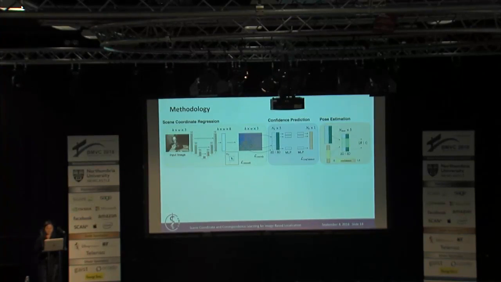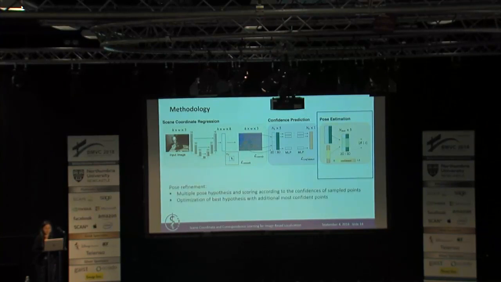So now to our final step, the actual pose estimation. Here we follow previous methods. Once we have obtained our regressed scene coordinates and our probabilities, we can use the resulting correspondences and compute the pose by solving the perspective-n-point problem. In our case, we used EPnP.